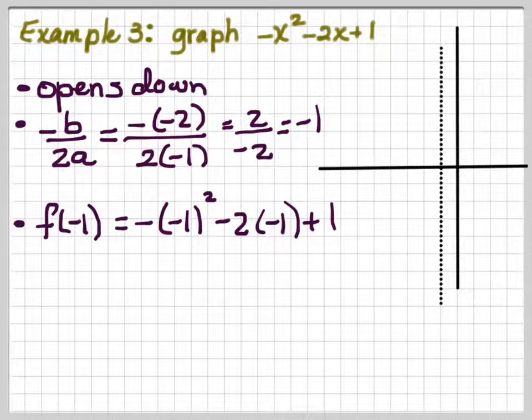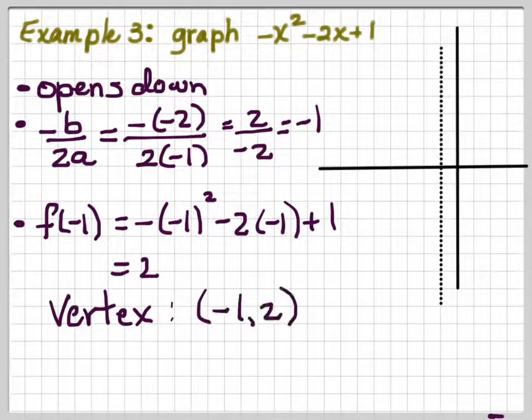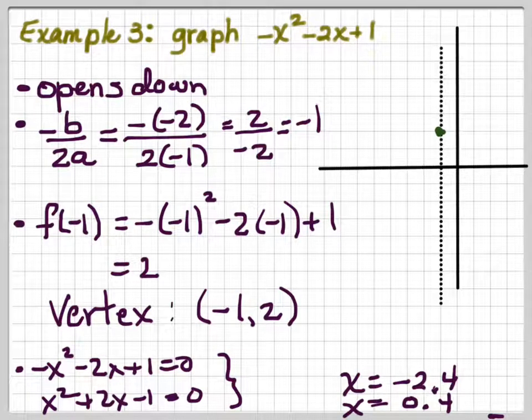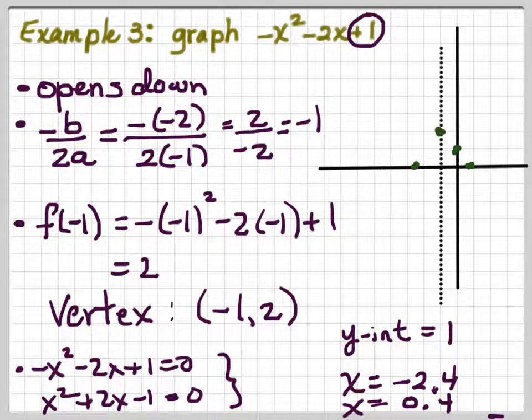Okay, now we're going to take that negative 1 and plug it back into our formula to find when x is negative 1, what's y. So we have negative 1 squared minus 2 times minus 1 plus 1 gives us 2. So that means that our vertex is at minus 1, 2. So now we're going to plot that right there. The next thing we want to know is what will our x-intercepts be? Well, we know this opens down and the vertex is above the x-axis, so we know we're going to have two real roots. So x squared plus 2x minus 1 equals 0. We have to do this with the quadratic formula, so x equals minus 2.4 and x equals 0.4. So we're going to eyeball that. Remember, we're only sketching this. So there's our two numbers.